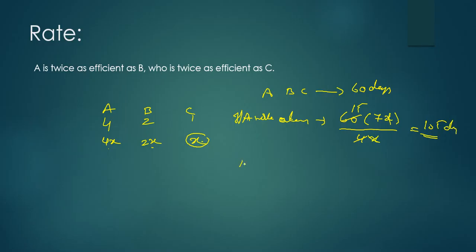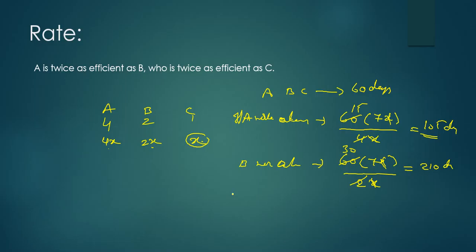What happens if B works alone? Simple. Total work, which is nothing but 60 into the work done by A, B, C all 3 together, 7X per day. So total work equals 60 into 7X divided by how much B is doing per day, 2X. Simple. Total work by number of units of work done per day. Okay. X and X will cancel. 2 ones are 2, 2 30s are 60... if B works alone, he can complete the work in 210 days.